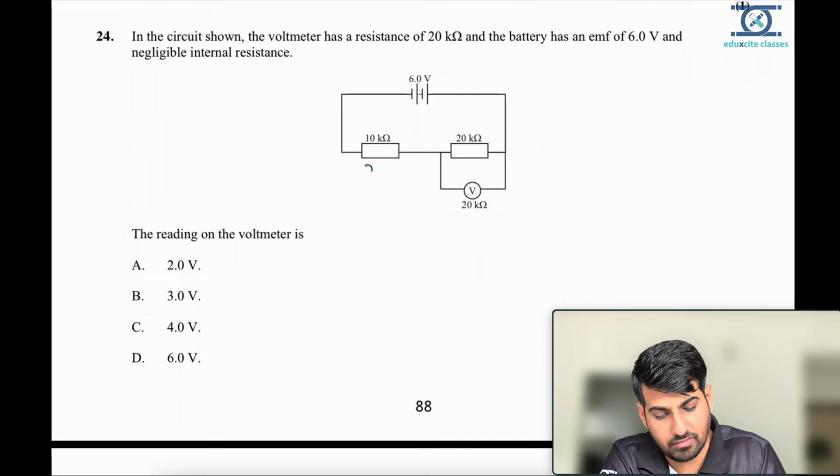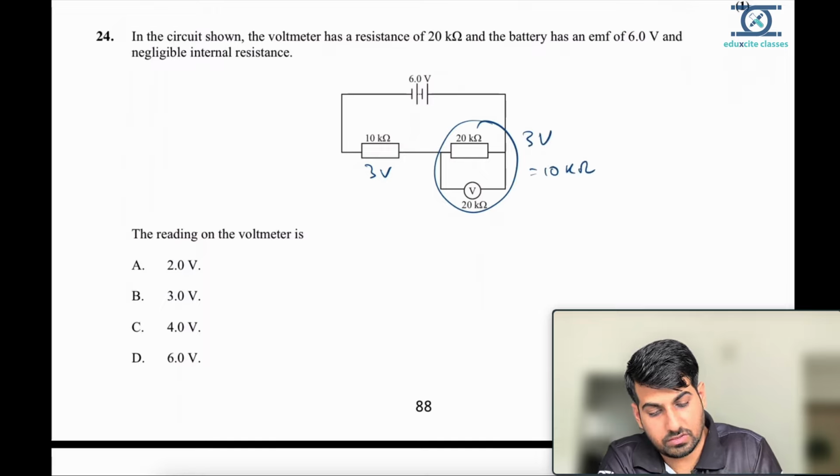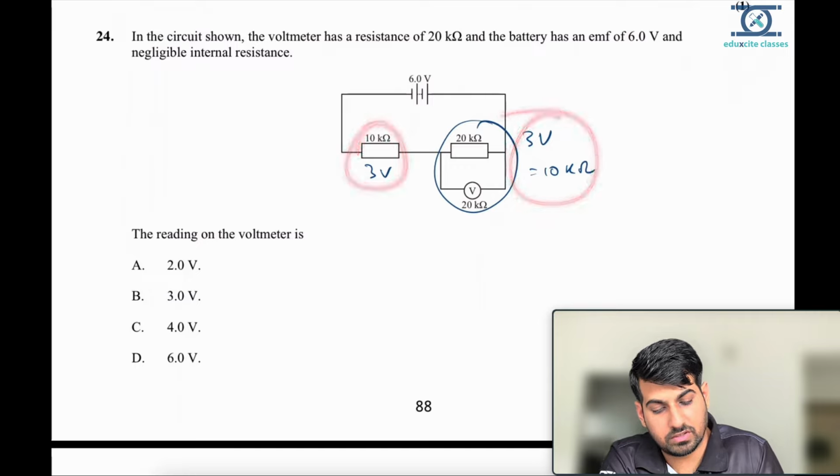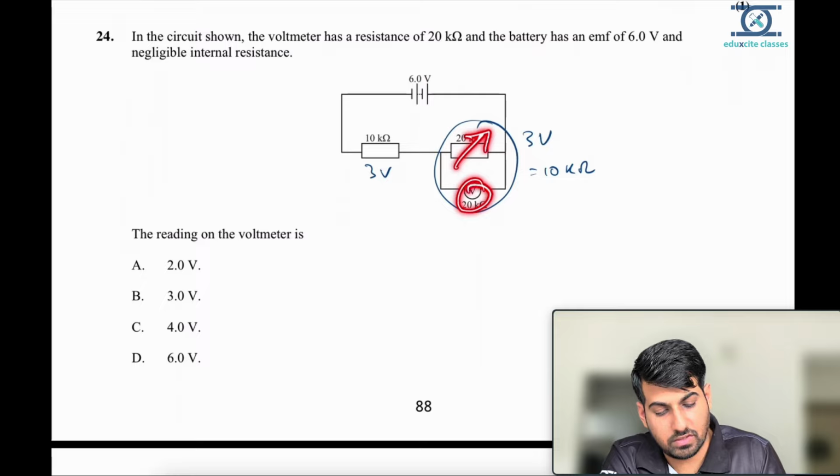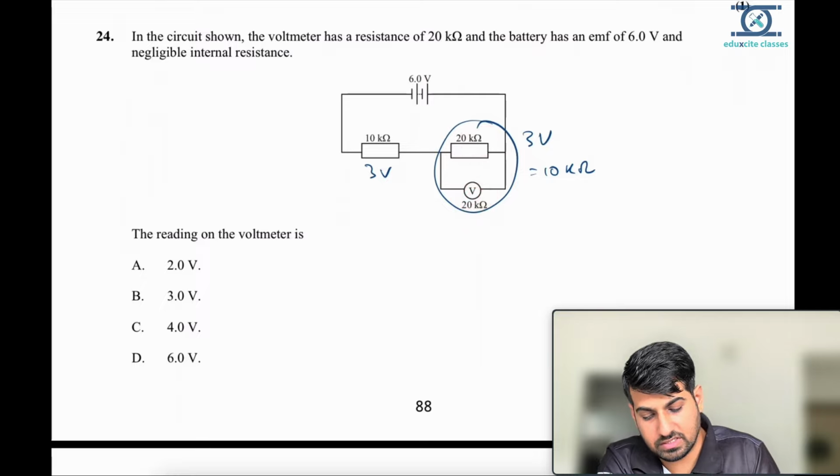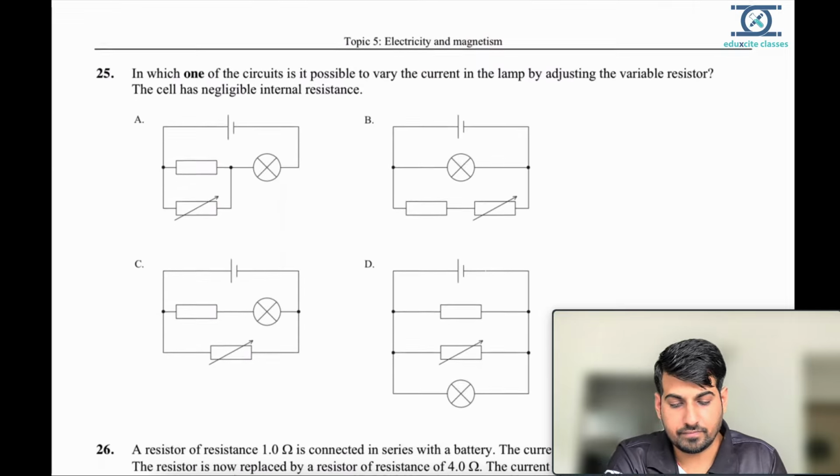So 3 and 3 will be divided. Here also it will be 3 volt because this gives you 10 kilo ohm. So equal resistance, so equal division of the potential difference. So here also 3 volt and this will also read 3 volt. So the option is B.